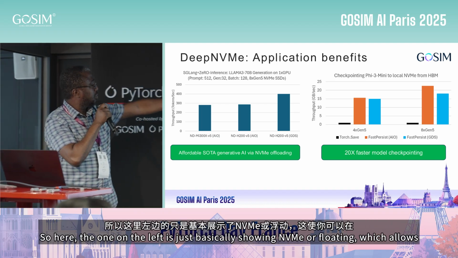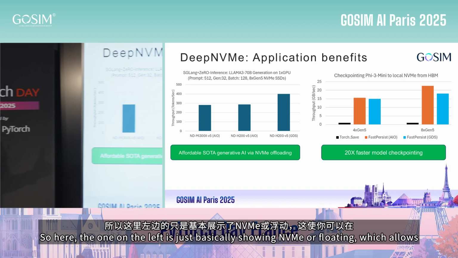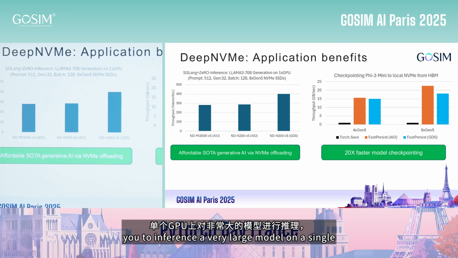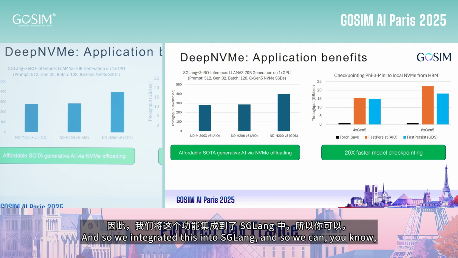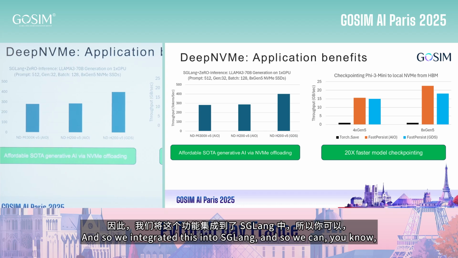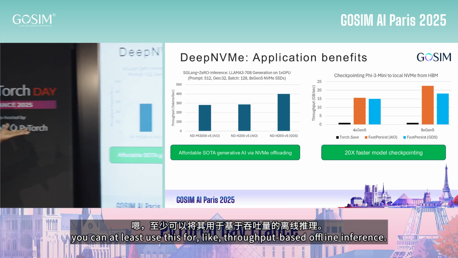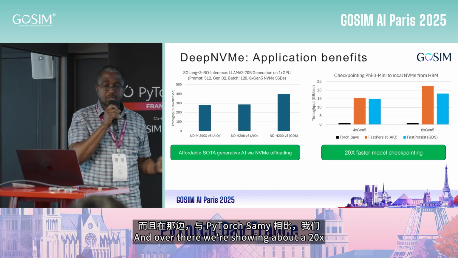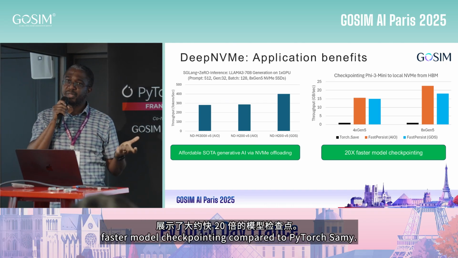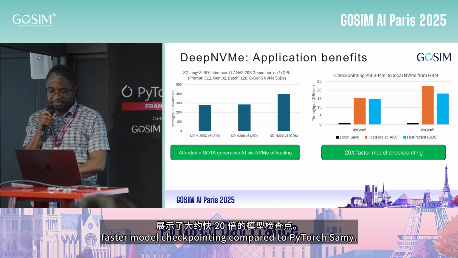The one on the left is showing NVMe offloading, which allows you to run inference on a very large model on a single GPU that you wouldn't have been able to do because it's not big enough. We integrated this into SGLang, so you can use this for throughput-based offline inference. And over there, we're showing about a 20x faster model checkpointing compared to PyTorch.